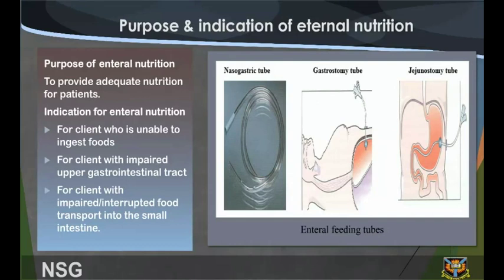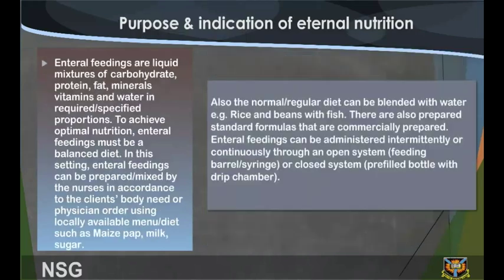Purpose and indication of enteral nutrition. Purpose of enteral nutrition: to provide adequate nutrition for patients. Indication for enteral nutrition: for clients who are unable to ingest foods, for clients with impaired upper gastrointestinal tract, for clients with impaired or interrupted food transport into the small intestine.